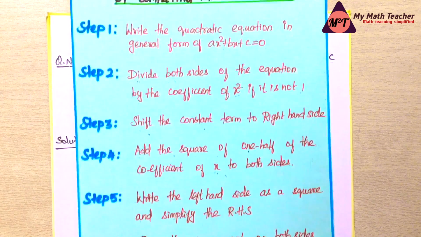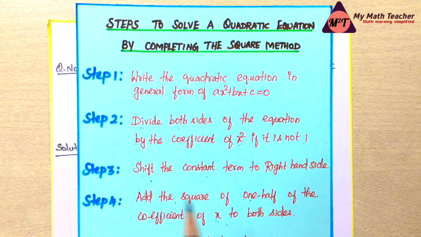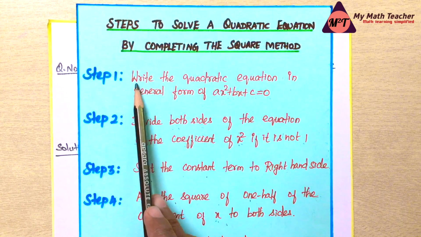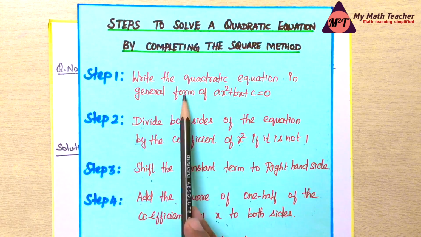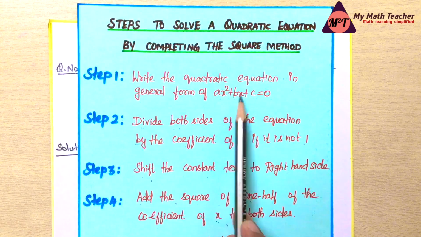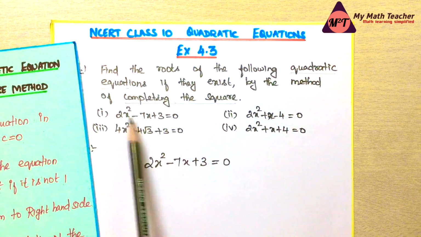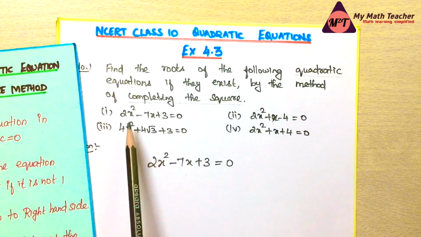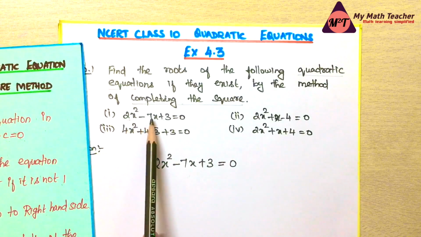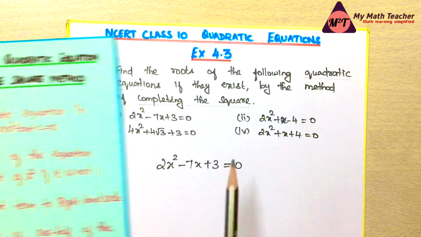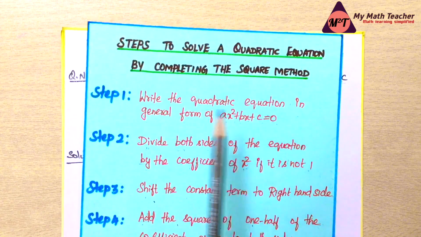Okay. So let us start from the first step. The first step here is write the quadratic equation in the general form of ax square plus bx plus c, which is equal to 0. As you can see, all the four subdivisions mentioned here are in the general form of ax square plus bx plus c. So this first step is over.